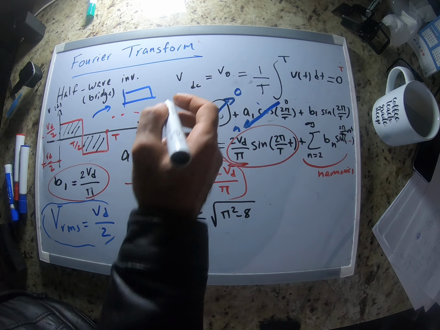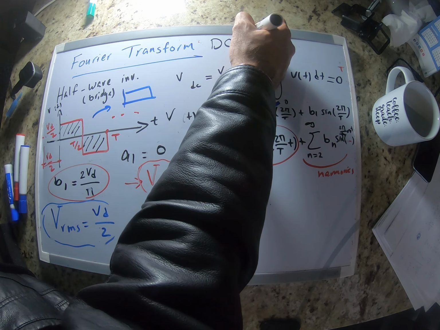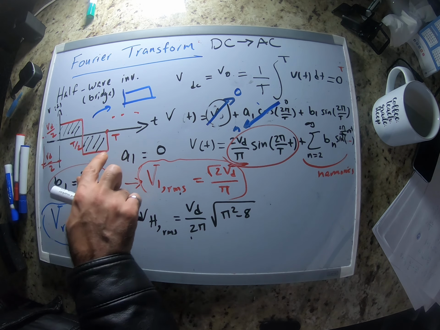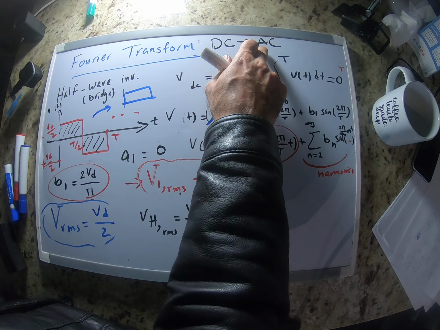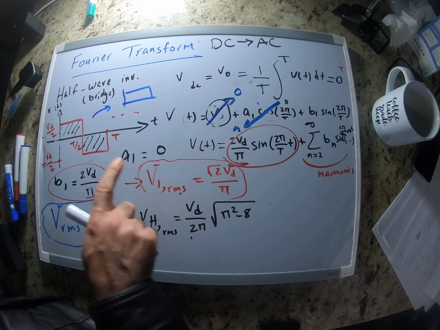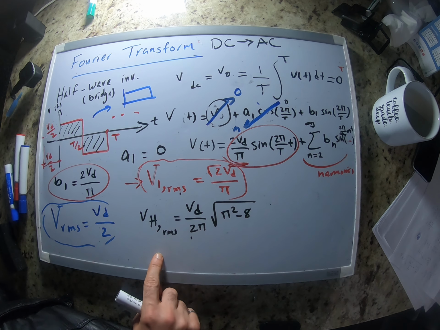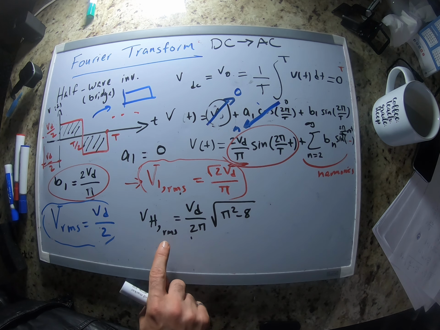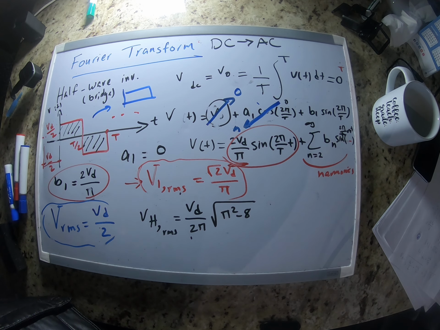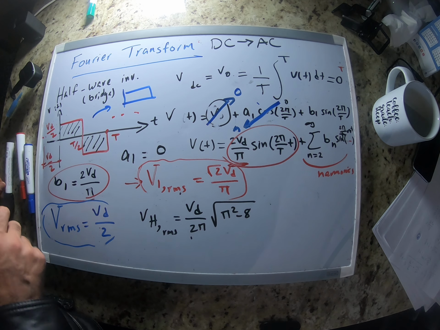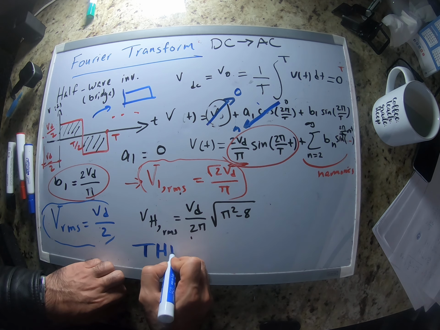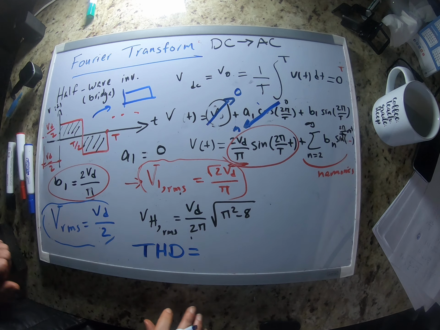So our DC to AC converter or inverter created this signal for us. This is not what we wanted. This is what we wanted, right? But the signal that got created has some harmonics, which we have its RMS value. So now we can calculate the total harmonic distortion of this signal.